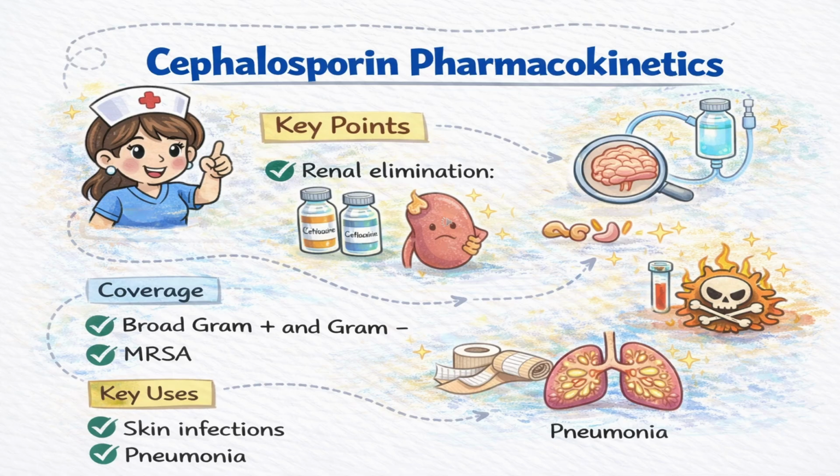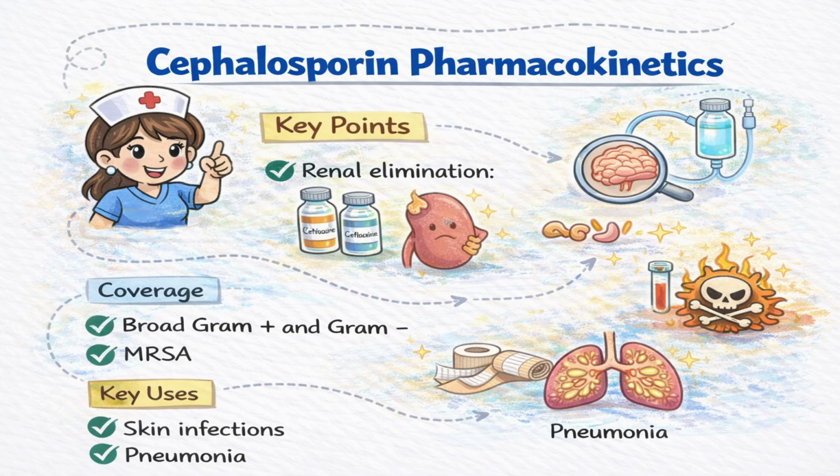Most cephalosporins are given IV or IM and are eliminated by the kidneys, so dose adjustments are usually required in renal impairment. The big exception is ceftriaxone, which is eliminated by the liver and does not require renal dose adjustment.